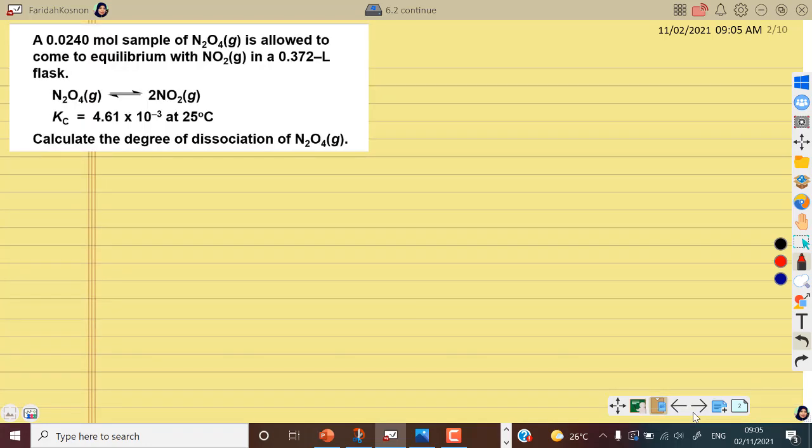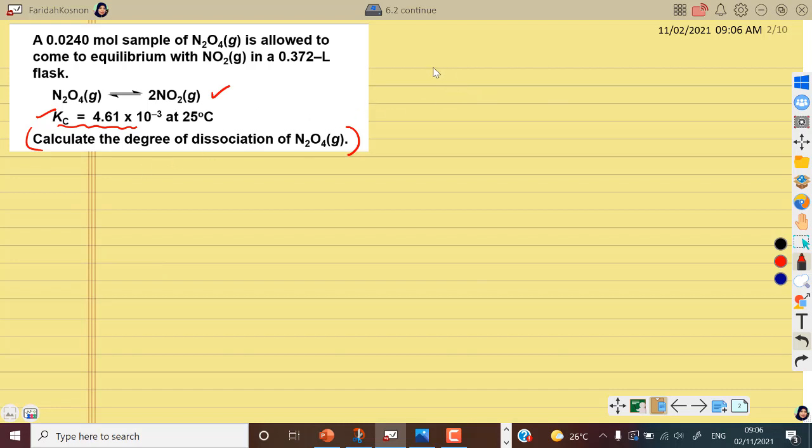Okay, so I have a 0.0240 mole sample of N2O4 gas is allowed to come to equilibrium with nitrogen dioxide gas in a 0.372 liter flask. Alright, so this is the balanced chemical equation and given to you Kc, equilibrium constant, at 25 degrees Celsius, and you are going to calculate the degree of dissociation of N2O4. Right. Jadi kita kena fahamkanlah soalan ini. So kita kena bayangkan, kita kena visualize the system.